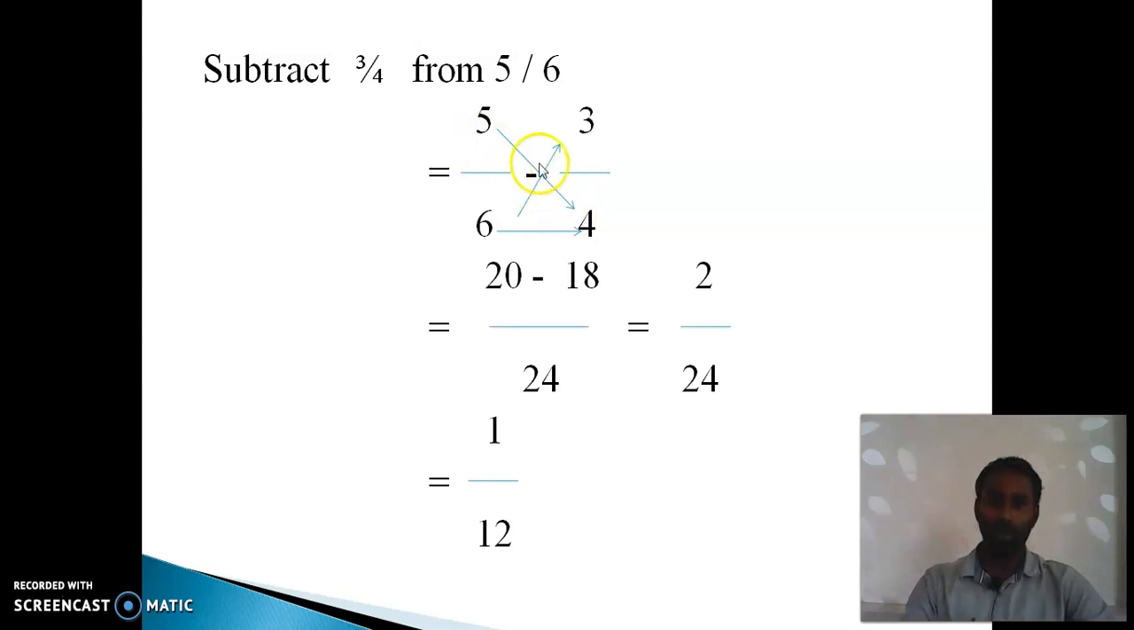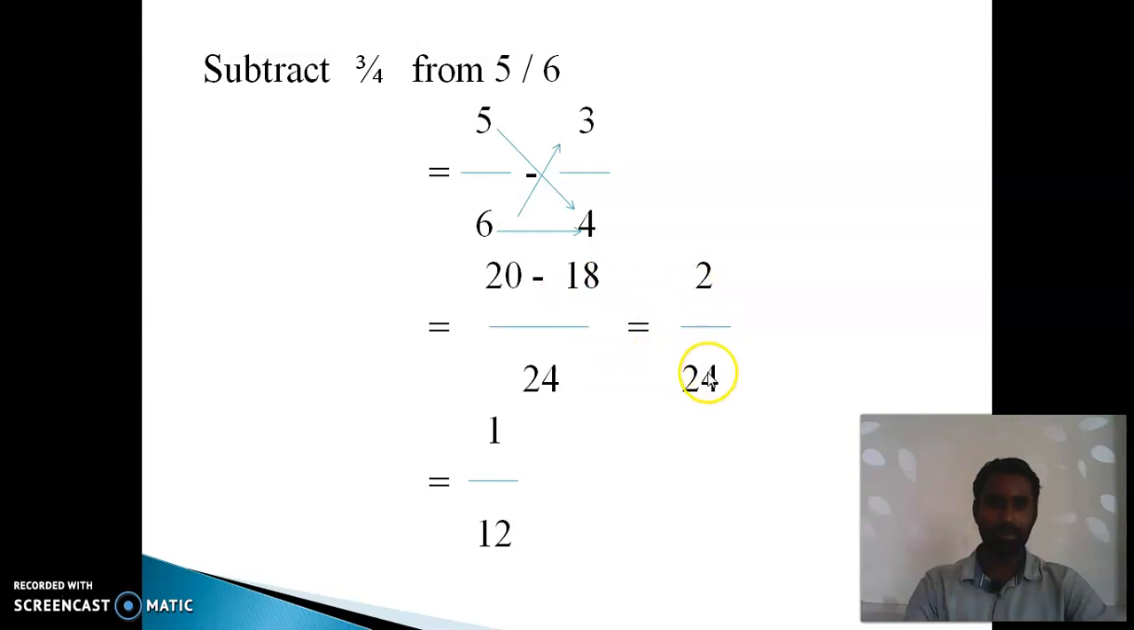So 5 into 4, what is the value of 5 into 4? So 5 into 4, which is equal to 20. 6 into 3, what's the value? 6 into 3, 18, and 6 into 4, 24. Now we have to subtract 20 minus 18. So 20 minus 18, 2.